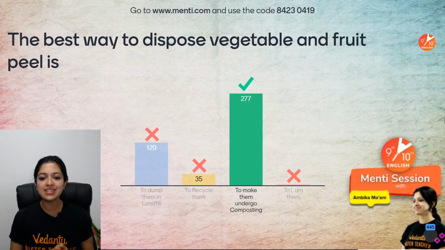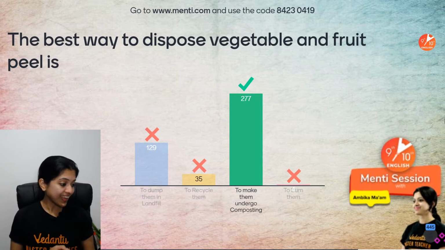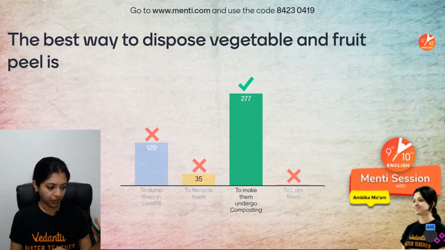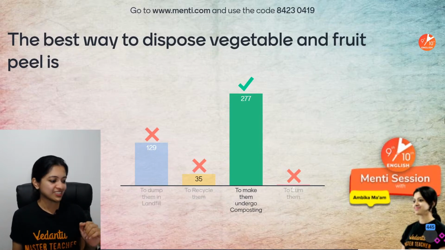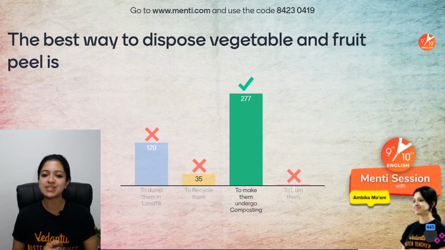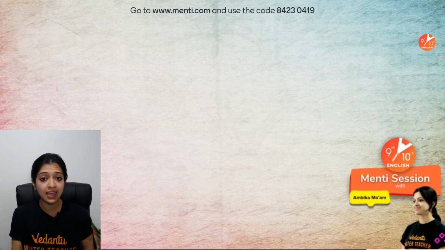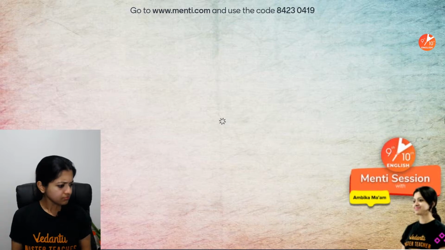To dump them in a landfill, that is very, very sad. No, to make them undergo composting is the answer, is very much the answer. Some children, okay, no worries at all. Good job, good job. Chocolates question again, right, Akanksha? Yes, to make them undergo composting, fruit and vegetable peel, because they are biodegradable.